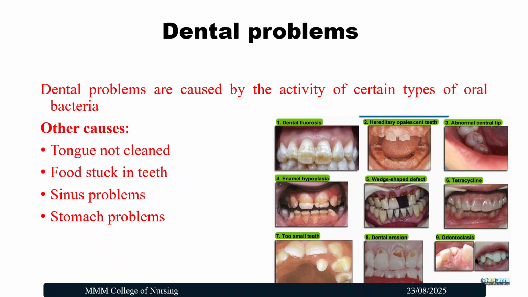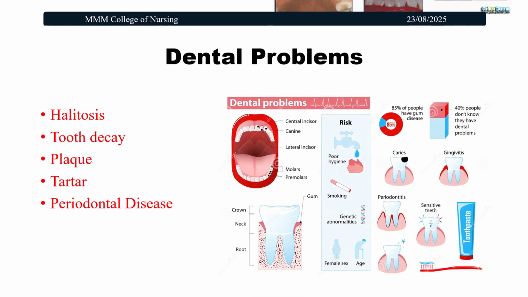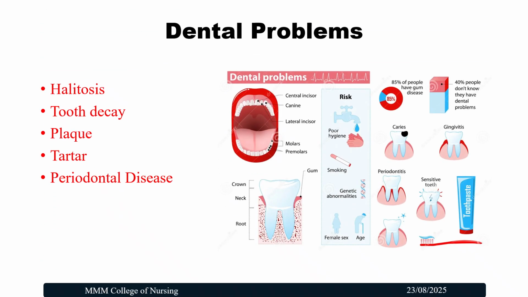Dental problems. Dental problems are caused by the activity of certain types of oral bacteria. Other causes are a tongue not cleaned, sometimes food stuck in the teeth after eating, and sometimes a sinus problem. Frequent sinus problems and stomach problems can cause dental problems, and sometimes you can see gingivitis and other dental problems. Some dental problems are halitosis, tooth decay, plaque, tartar, and periodontal disease.